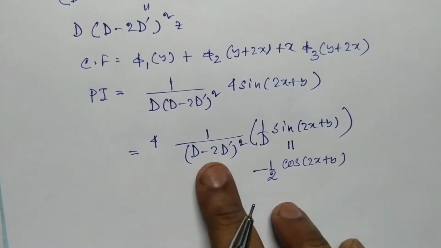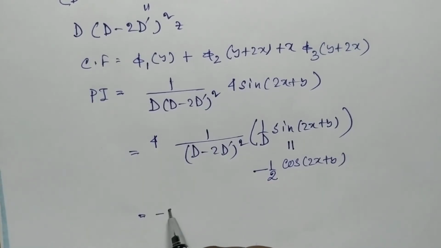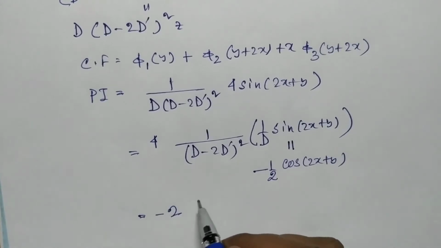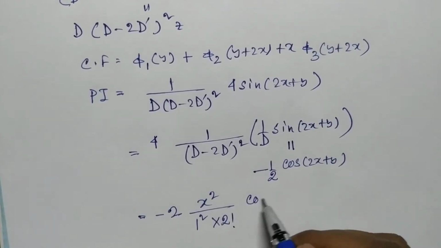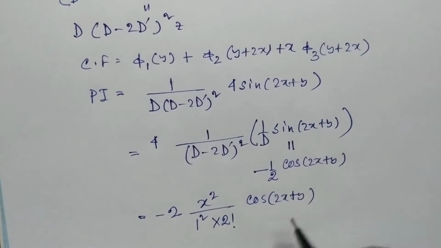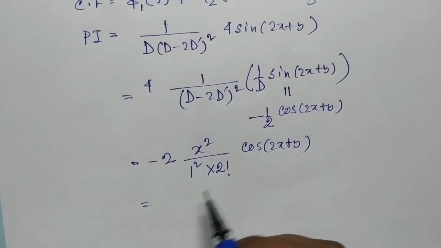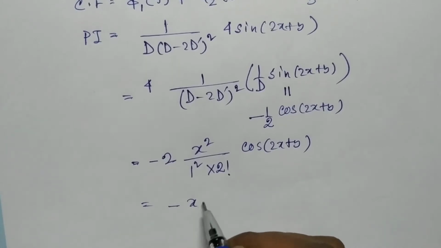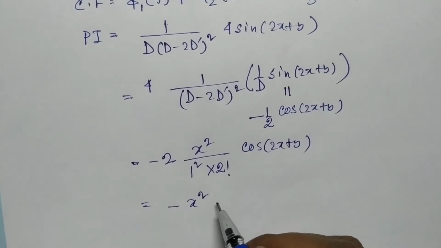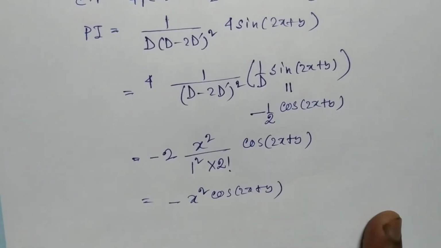Now this operator will be working on this part, so what we have is minus 2 x square over 2 factorial cos(2x plus y). Okay, so finally this cancels and we have minus x square cos(2x plus y). So CF plus PI, that will be the solution.